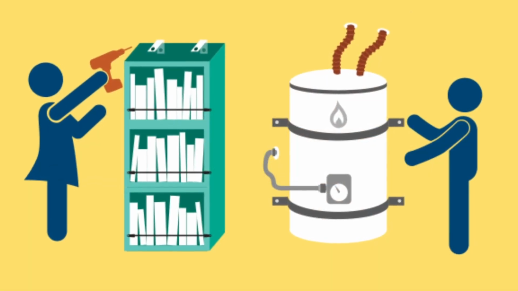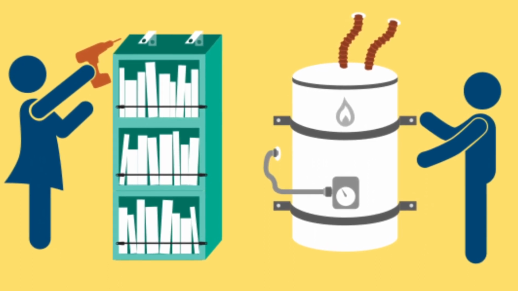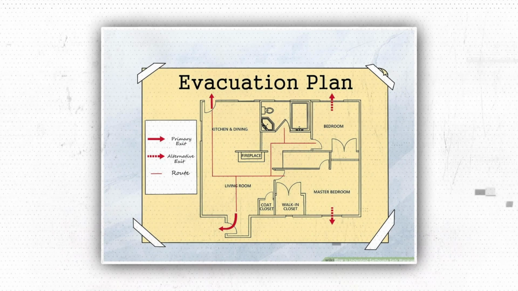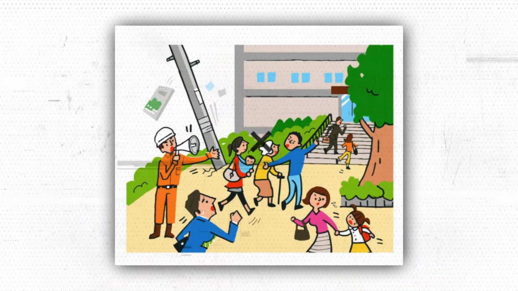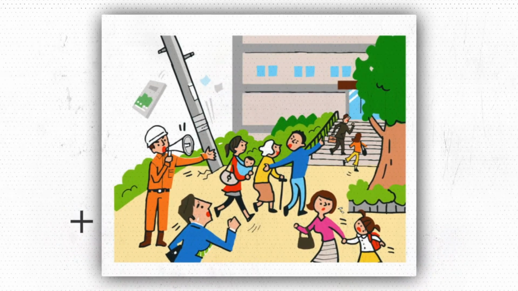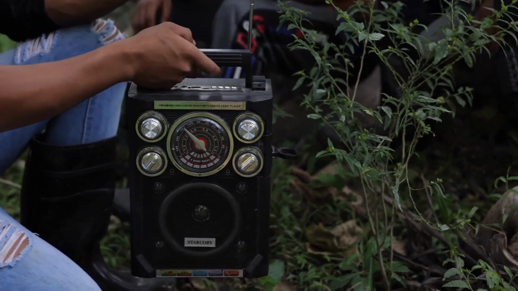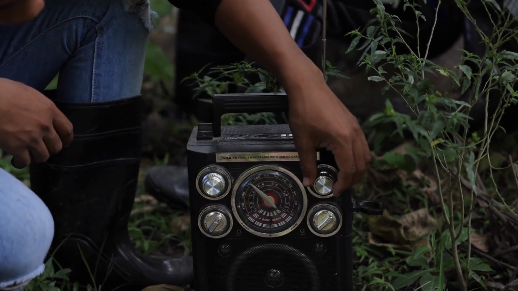Identify any potential hazards in your home, such as loose shelves or heavy objects that could fall during an earthquake. Creating an evacuation plan is also essential. Identify a safe place outside your home where everyone can meet in case of an emergency. And one more essential thing to keep in mind is to stay informed about local news and emergency alerts.